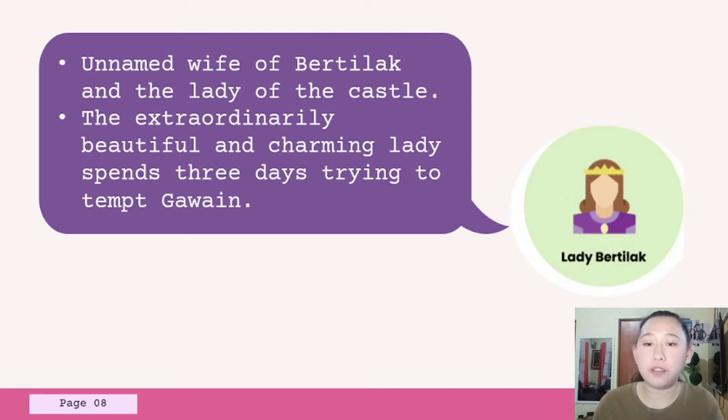The extraordinary, beautiful, and charming lady spends 3 days trying to tempt Gawain. She is Bertilac's wife, and she attempts to seduce Gawain on a daily basis during his stay at the castle. Though the poem presents her to the reader as no more than a beautiful young woman, Bertilac's wife is an amazing, clever debater and astute reader of Gawain's responses as she argues her way through 3 attempted seductions. So flirtatious and intelligent, Bertilac's wife ultimately turns out to be another pawn in Morgan Le Fay's plot.